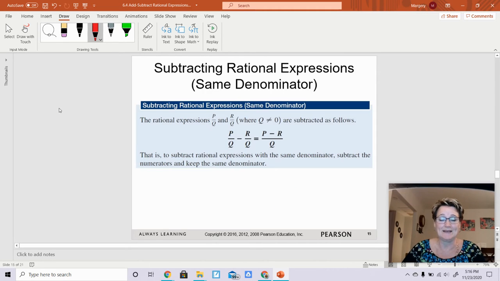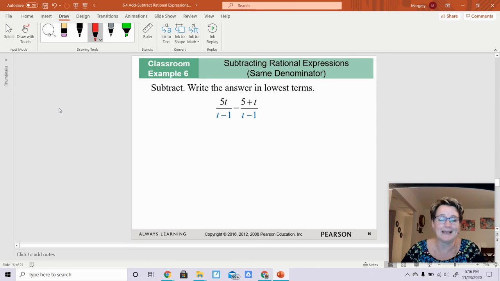Let's move on to the next one. Now we're going to do subtraction. Same idea, but we're subtracting. That's it. I personally do not like subtraction problems. I'm not telling you that you have to get rid of them, but I don't like them. That's just my preference.